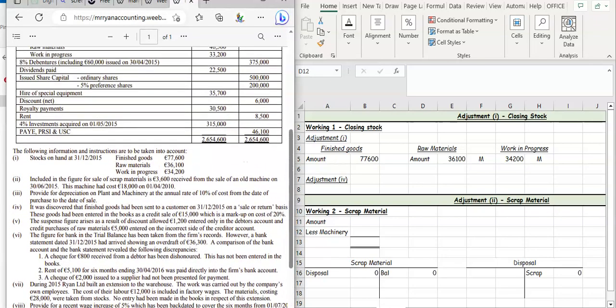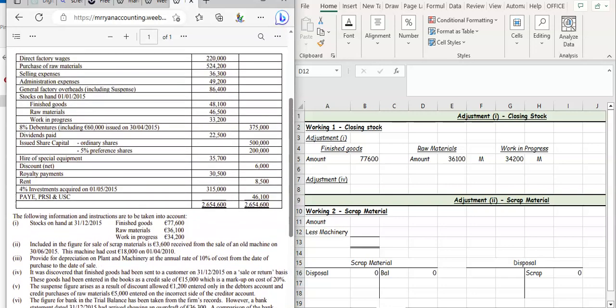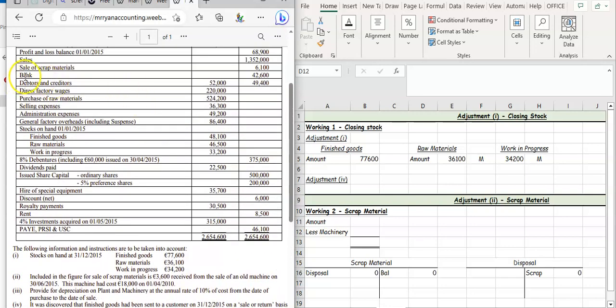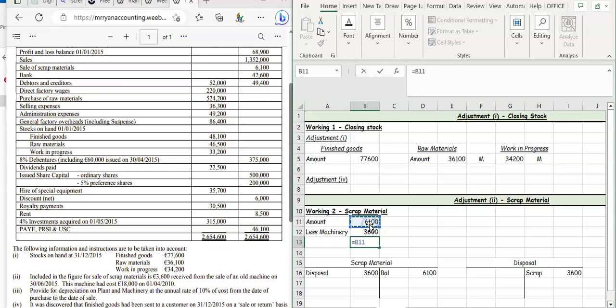So we're going to have a look at our trial balance, find a figure for the sale of scrap. So we've got sale of scrap of 6,100. Because that's on the credit side, that means that it's income. I'm going to take that 3,600 out of that sale of scrap because of this 6,100, 3,600 was for a machinery, not for sale of scrap material. So the figure that we're going to get to put into a manufacturing account is 2,250.